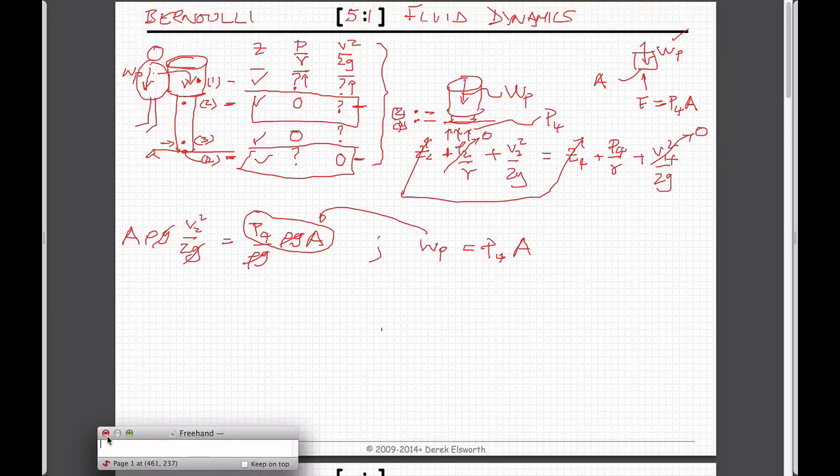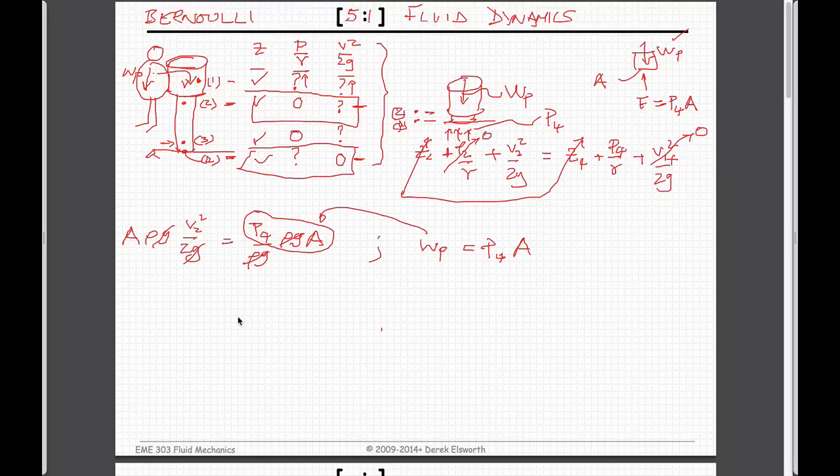So let's rewrite this as that. So we have area times density of water times V2 squared over 2 is equal to just WP, weight of a person. And so the term we want to get is V2 squared. So we just rearrange that, and we end up with V2 squared is going to be equal to everything else taken to the other side. The weight of the person multiplied by 2 divided by the area of the jet multiplied by the density of water, and that's it.